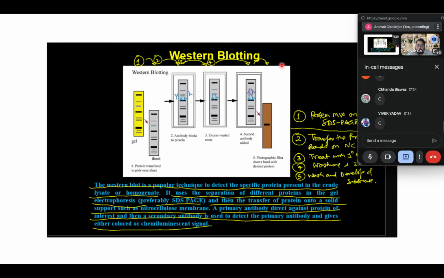So let us look at it. Now we are going to talk about Western blotting. This is the third thing we were supposed to talk about today. So how does Western blotting work? Very similar to Northern and Southern blot.